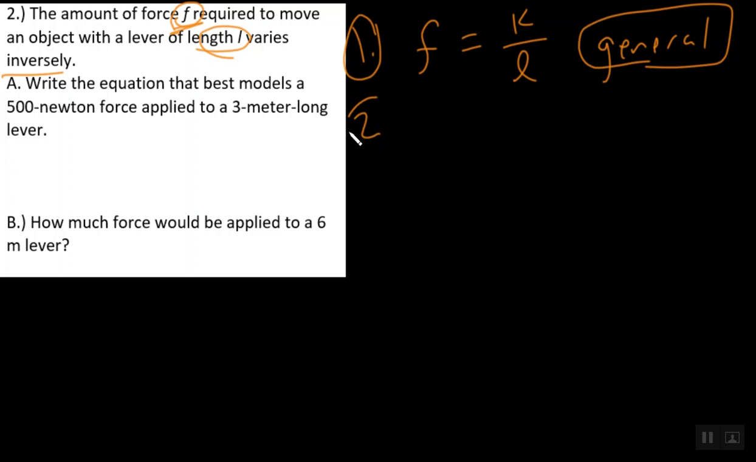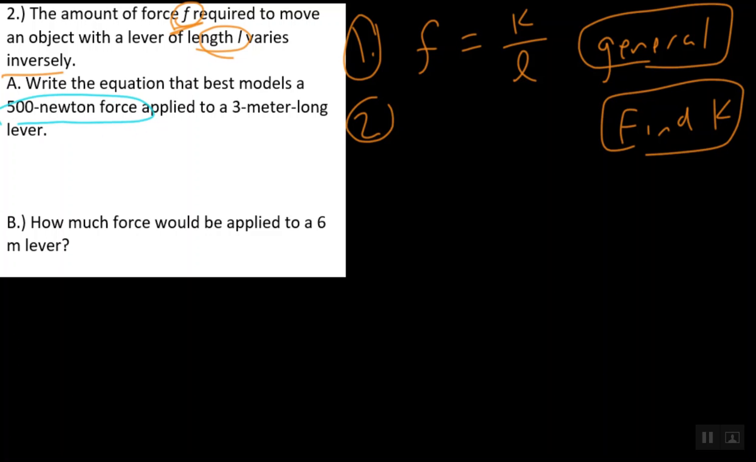Okay, now for step 2, we know that we want to find k. So let's see, how would we do that? Well, we take the individual parts that we know. It says write the equation that best models a 500 Newton force applied to a 3-meter long lever. So for F, we can put 500, and we put 3 for L. And of course, we're still trying to find k from our original function. So we know that k is being divided by 3. Well, what is the opposite of dividing by 3? And of course, that is to multiply both sides by 3.